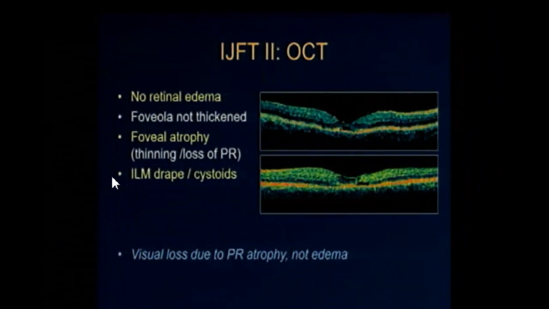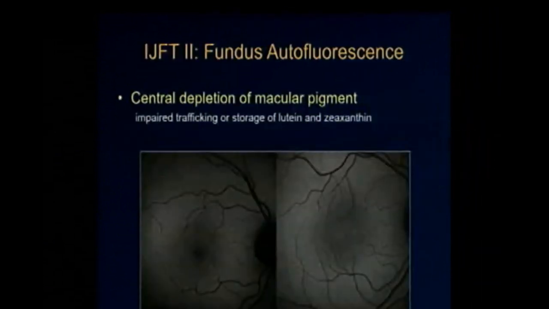Now, OCT will show you no retinal edema. There's no leakage. On the contrary, you will have loss of tissue, loss of the outer retina, and cystic spaces inside the retina. And the ILM, where the cystic spaces are and there's loss of tissue, the ILM continues intact. So this sign we call the ILM drape, okay? And the vision loss is because of the loss of tissue.